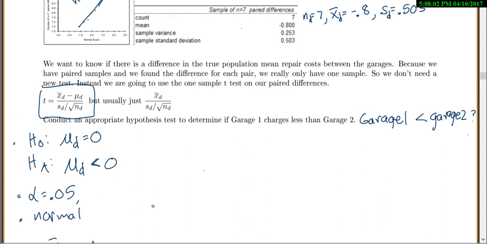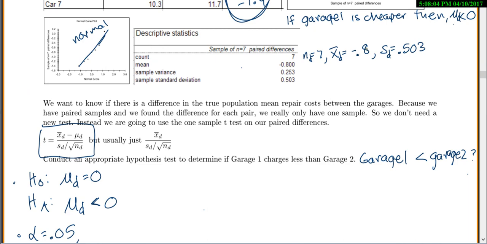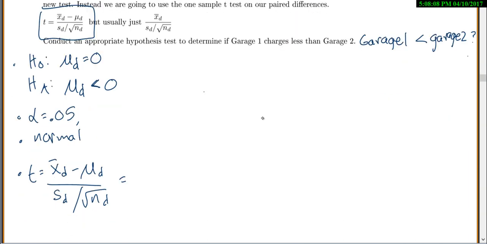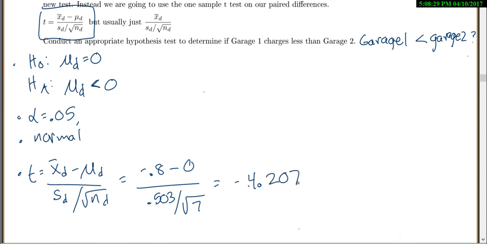And for this, now we come back up to our data. So our sample mean was negative 0.8, standard deviation 0.503, sample size 7. So negative 0.8. Our hypothesized mean is that there's no difference. The null hypothesis is that they're the same, so the difference would be 0. And S is 0.503 and square root of 7. So we get negative 4.207 as our test statistic.